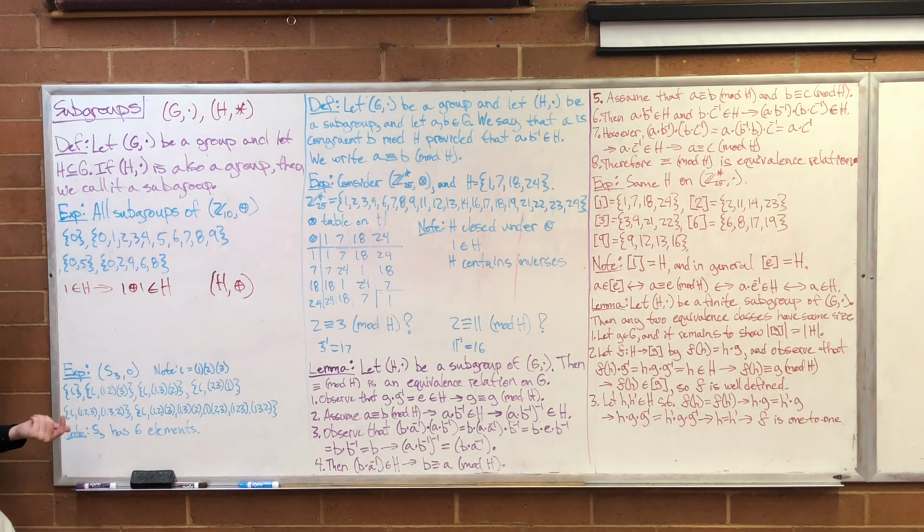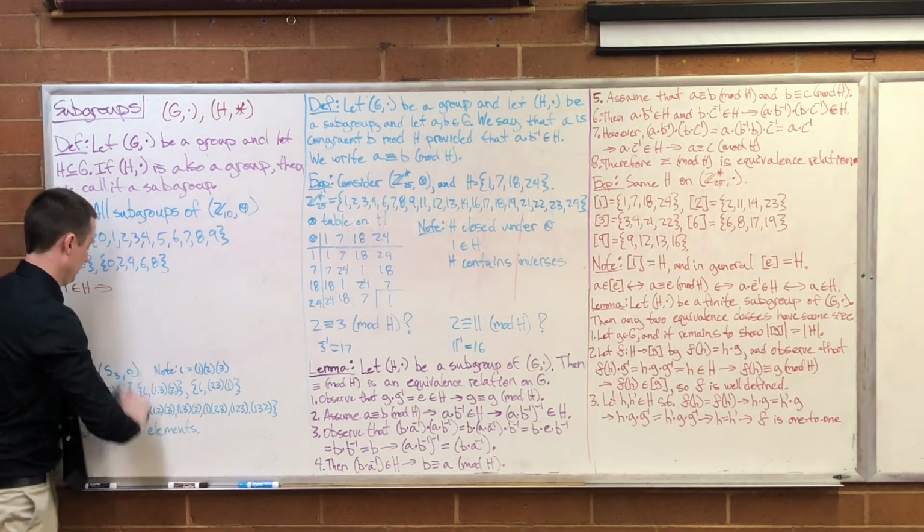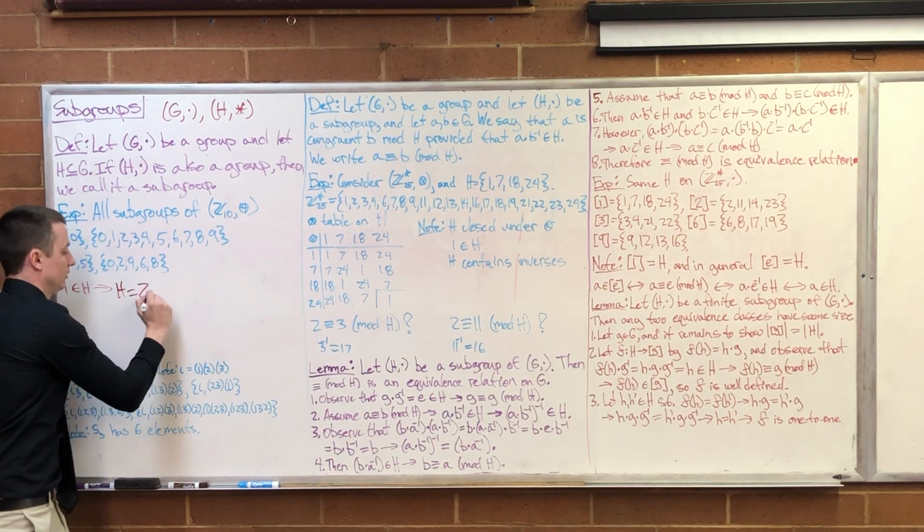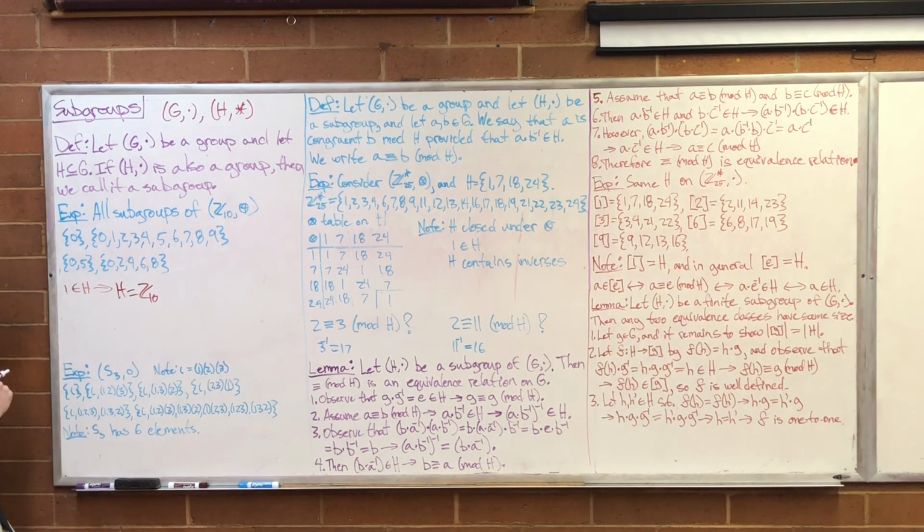And if 2 has to be in there, 3 has to be. And if 3, 4, and then 5, and then 6, 7, 8, 9. Exactly. So if 1's in there, then we instantly know H is equal to this set, Z10. Right? Yeah.